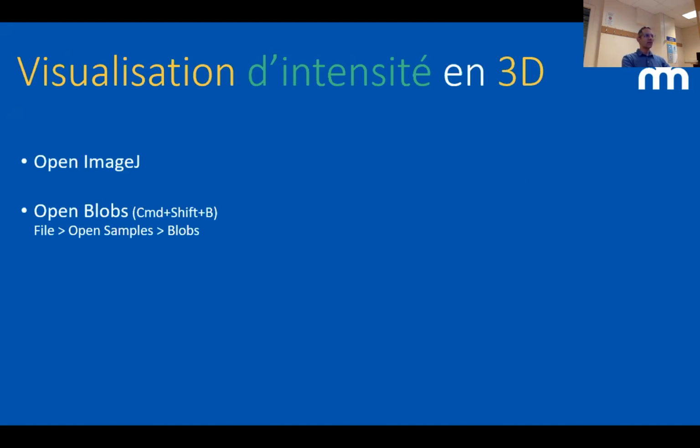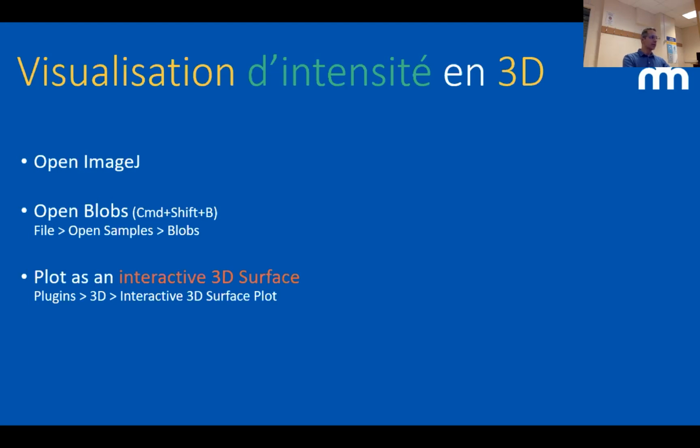The second point is to visualize intensity. We saw that an image is a matrix of numbers, but I want you to look at the intensity as a three-dimensional volume. So again, open ImageJ, open blobs. You can use the shortcut Command Shift B to open blobs. Now I want you to plot it as an interactive 3D surface. So go to Plugins, 3D, and enter, okay.